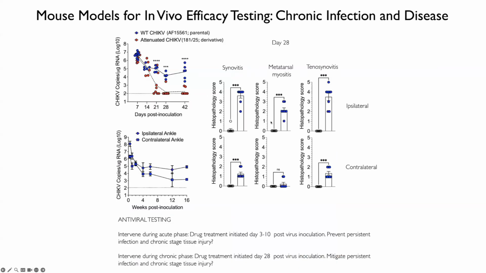And then in addition to that, we and others have made efforts to develop animal models that mimic at least some aspects of the chronic form of the disease. And so some of that's shown here.